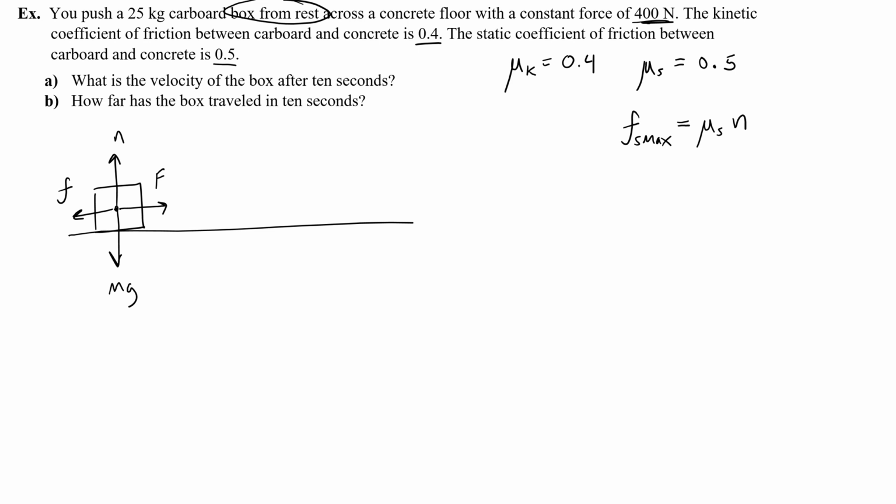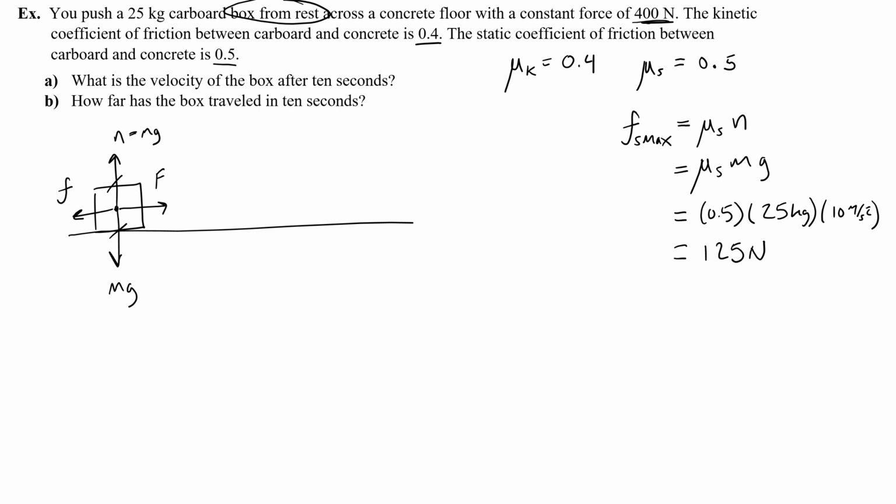We should be okay with the fact that the normal force is equal to the weight in this problem, since the box is not on an elevator accelerating up or down, which means I can say that N is equal to mg and replace that in my friction equation. So now I can calculate the maximum static friction. 0.5 times 25 kilograms, and we'll use 10 for the acceleration due to gravity to speed the problem up. This gives me 125 newtons.